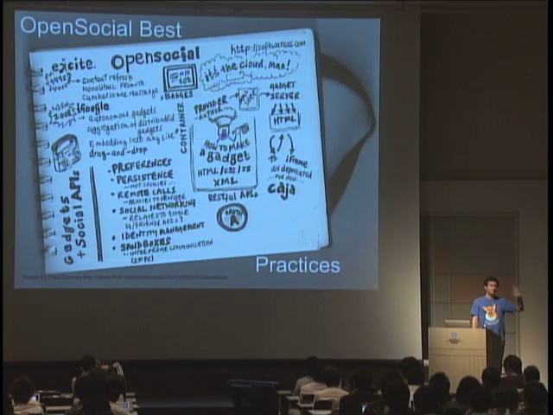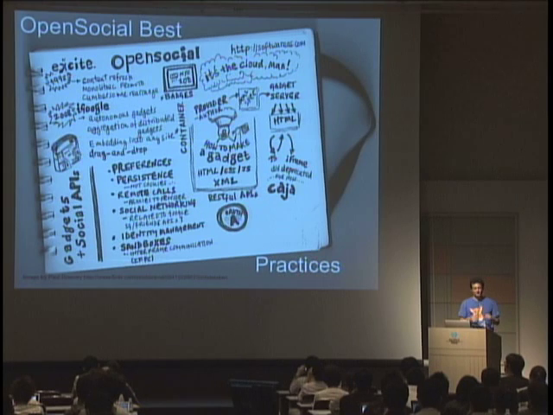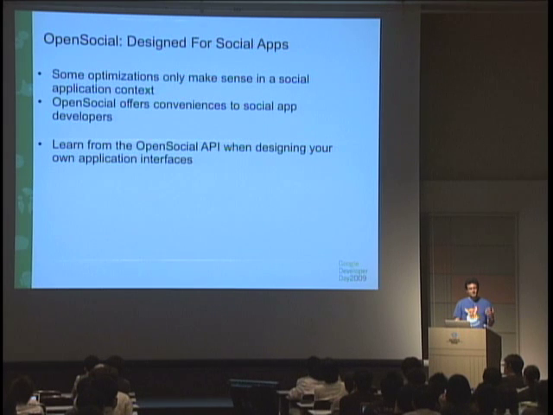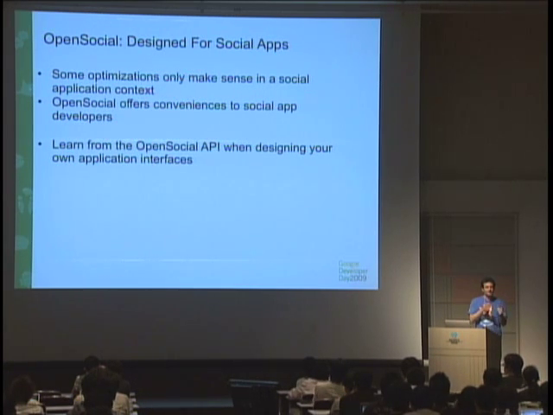What we saw before was just general web application best practices and gadget best practices. Now we're going to go really into the OpenSocial specific best practices. OpenSocial offers some conveniences to social app developers. So when you design your own application interfaces, just look at how OpenSocial does it, because a lot of work has been put into how the API is designed so that we can do all these performance optimizations on the server side. If you're interested in the server-side optimization, you can take a look at the Shindig code base. Shindig is the server-side implementation of OpenSocial, and in there, there's a ton of optimizations as well.